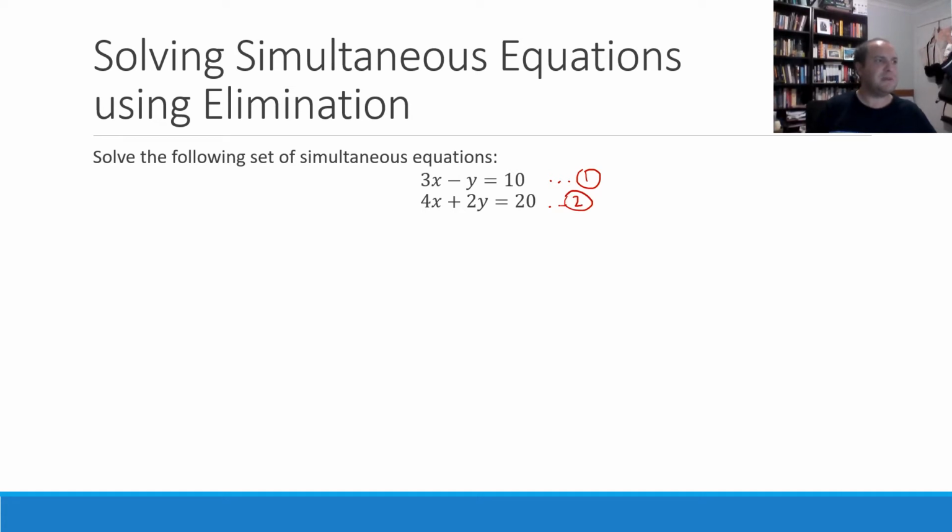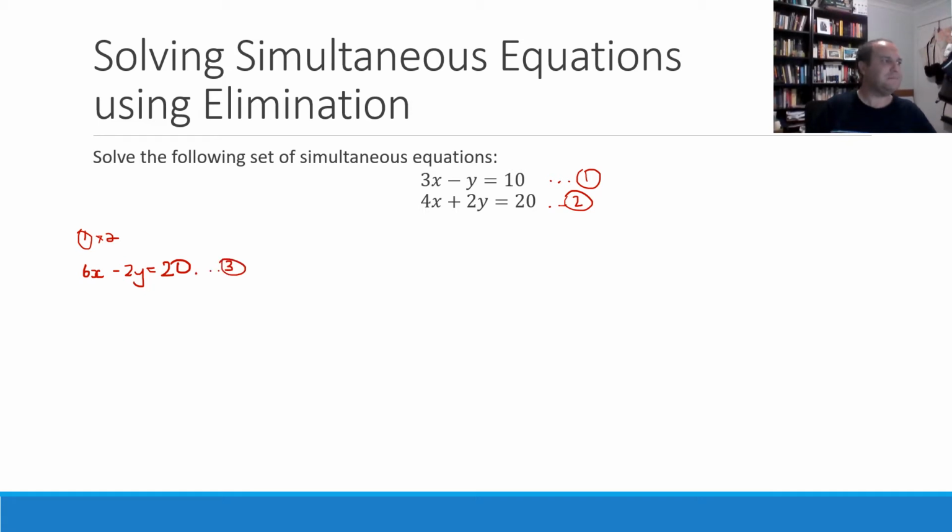Now, the easiest way to do that may actually be to take our first equation, equation 1, and times it by 2. If we times everything by 2, then that y term will have a coefficient of negative 2, which is good. That's what we were after. So equation 1 multiplied by 2 gives 6x minus 2y equals 20. We'll call that equation 3.